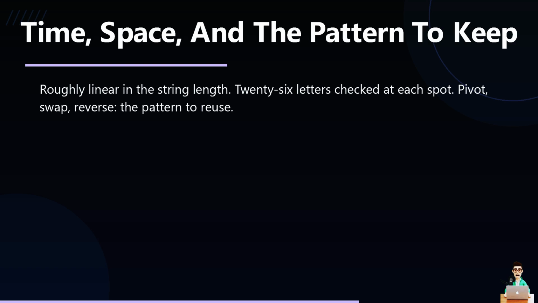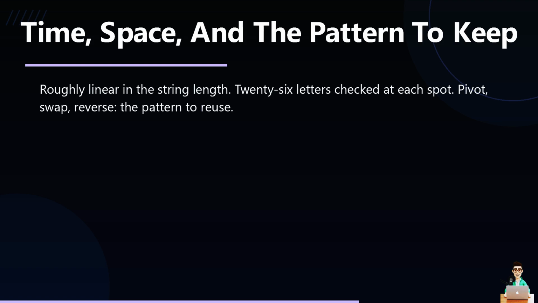The pattern underneath: find the last spot you can still improve, swap in the smallest valid upgrade, then minimize everything after it. It shows up anytime you need the next best arrangement without listing every possibility. Same idea, different data.